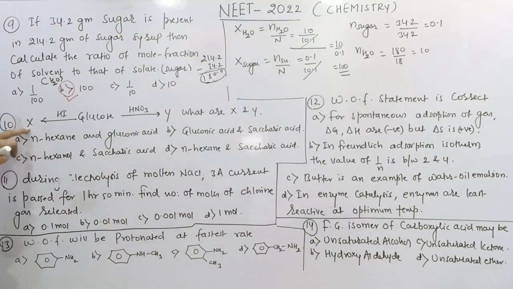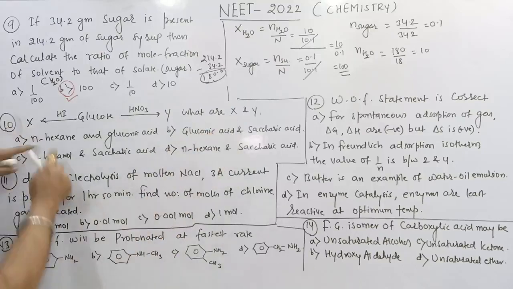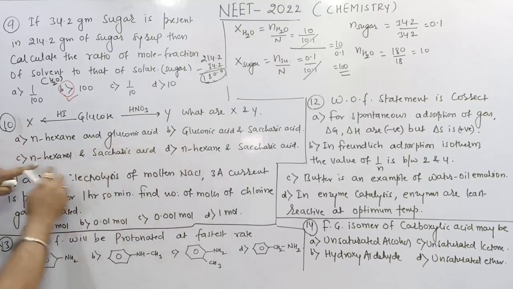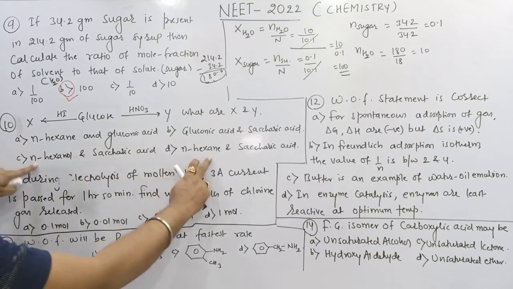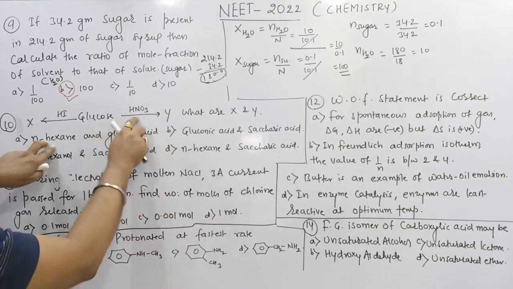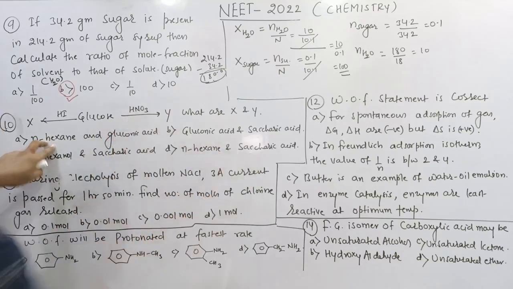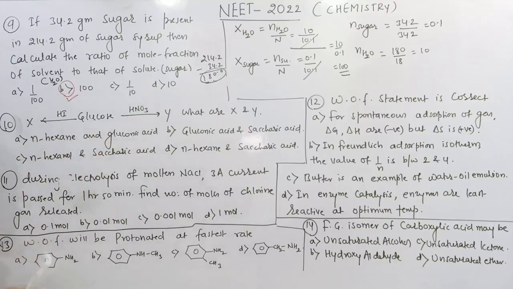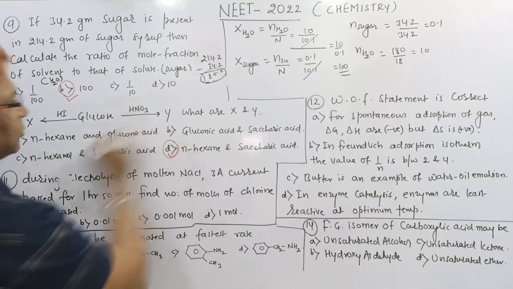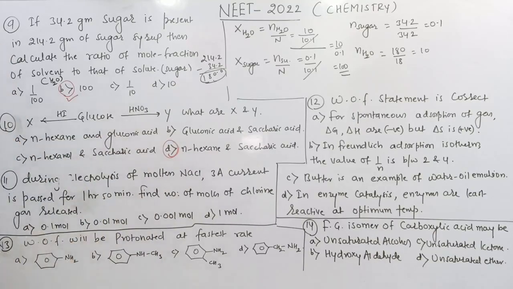As we know, glucose on reacting with HI gives rise to X, which is n-hexane. You can see options A and D have n-hexane, so B and C will be deleted. With HNO3 we get Y, that is saccharic acid. So answer D is correct here.